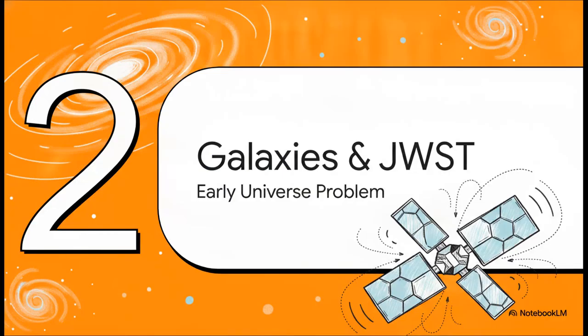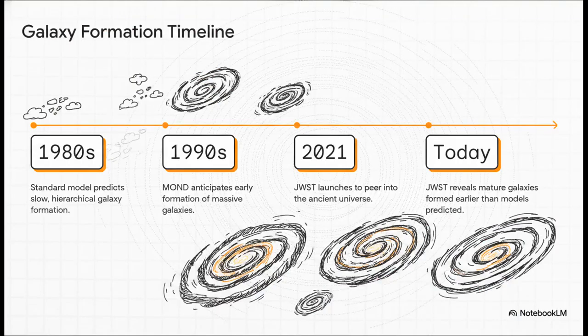Part 2. Galaxies and the JWST, the early universe problem. Let's zoom out to the very edge of the observable universe. The James Webb Space Telescope has honestly thrown a massive wrench into standard dark matter cosmology. In the 80s, the standard model predicted a really slow, hierarchical process for galaxy formation. But JWST is finding these huge, fully mature galaxies existing far earlier in cosmic history than dark matter models said was possible. The kicker? Back in the 90s, MOND actually anticipated this rapid early formation of massive galaxies.